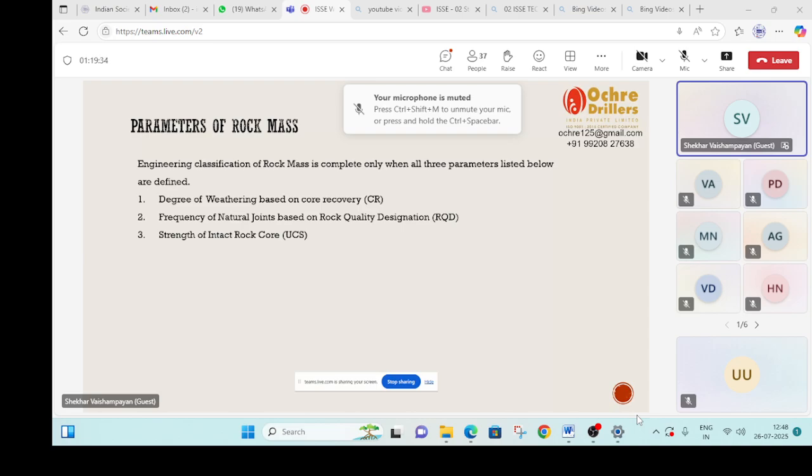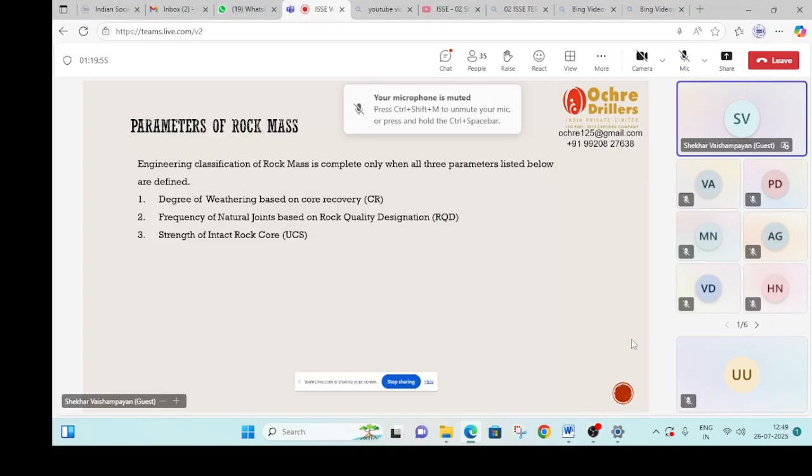Then the frequency of natural joints is also an idea. It gives you an idea of the massiveness of rock. So 0 to 25 very poor, 25 to 50 poor, 50 to 75 is fair, and above 75 is good. So 4 qualities are mentioned there.